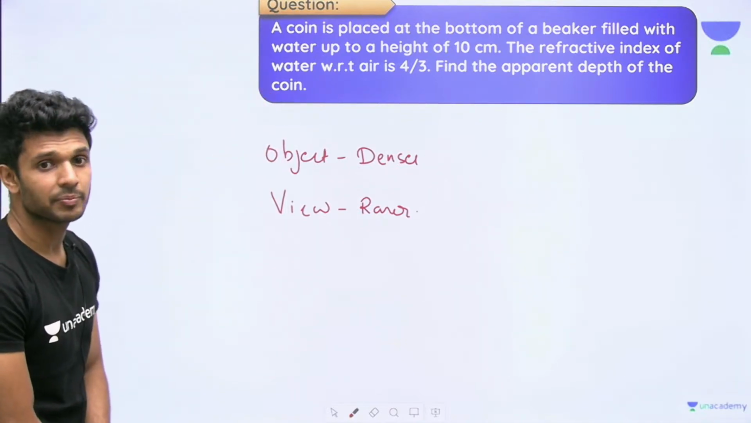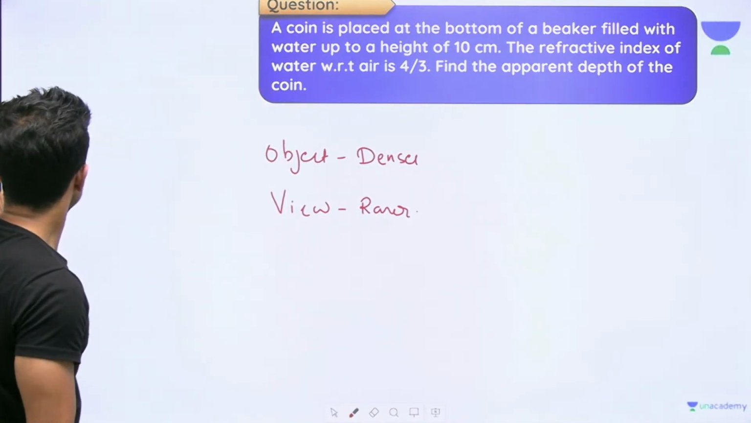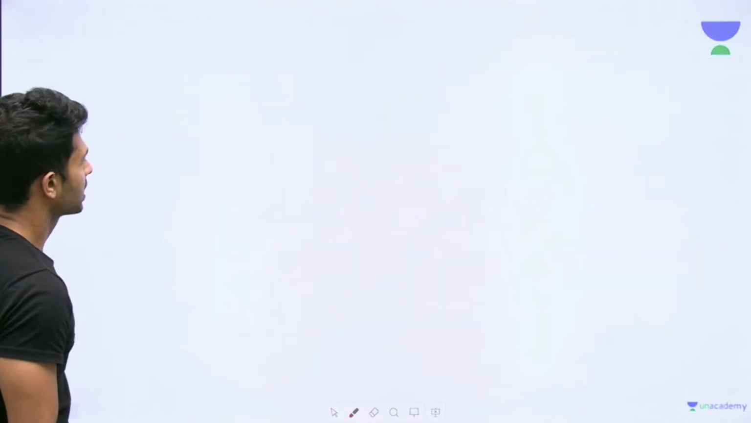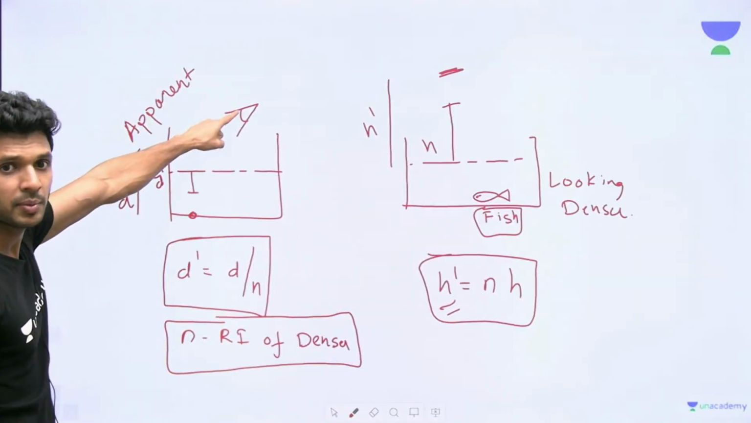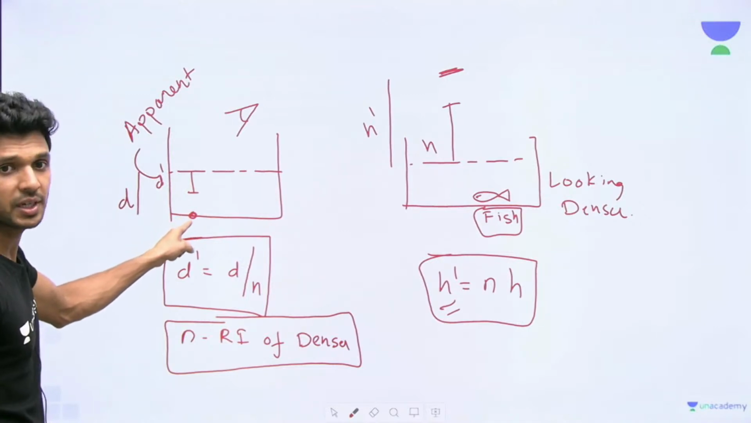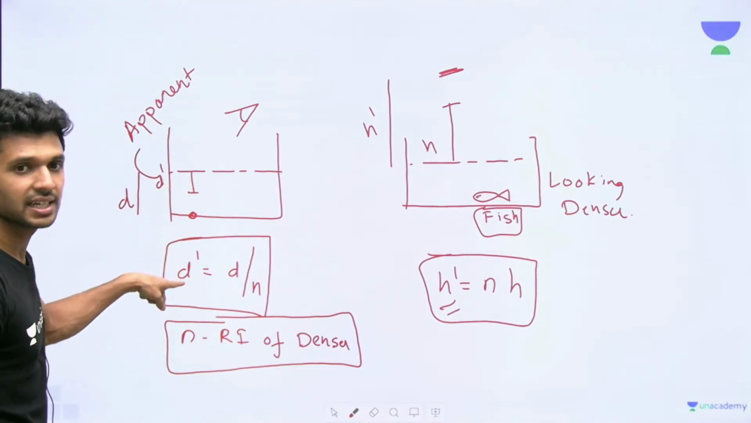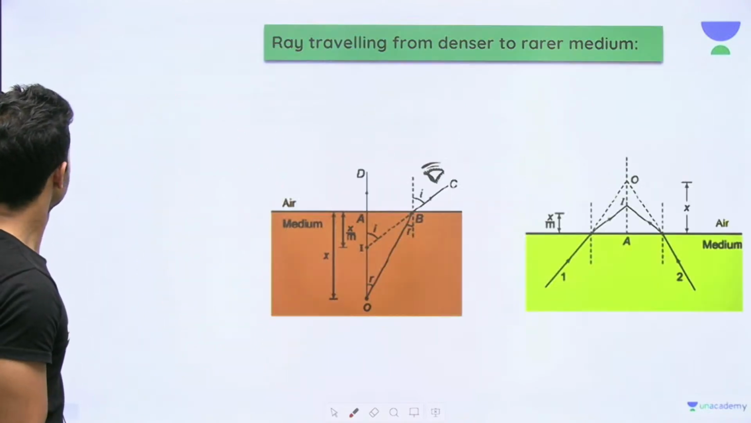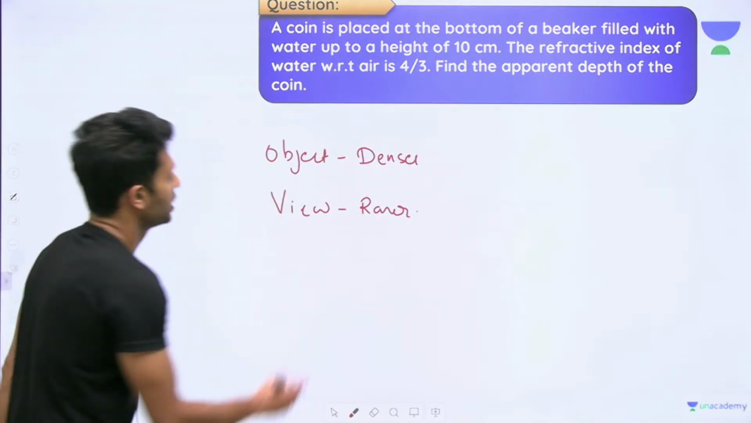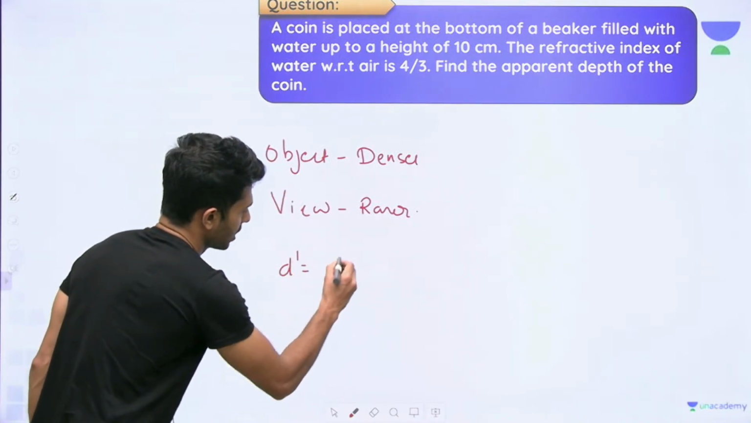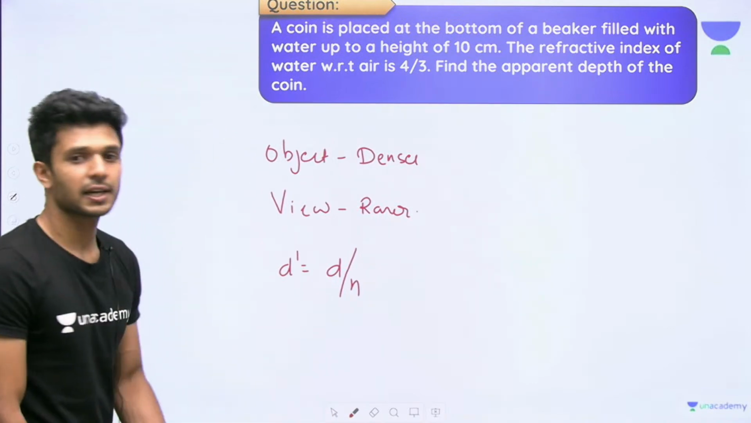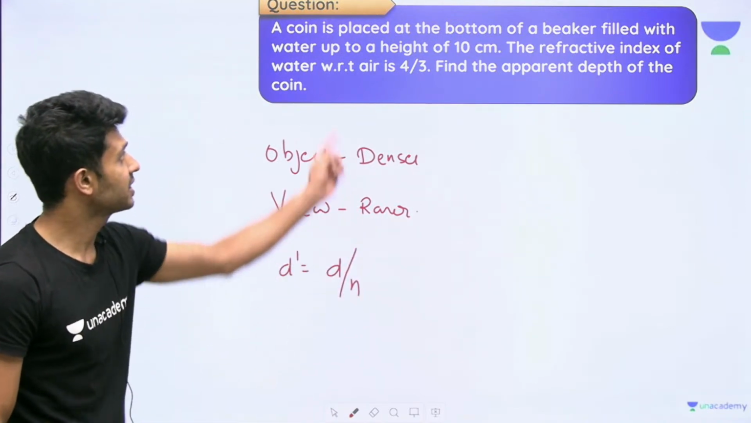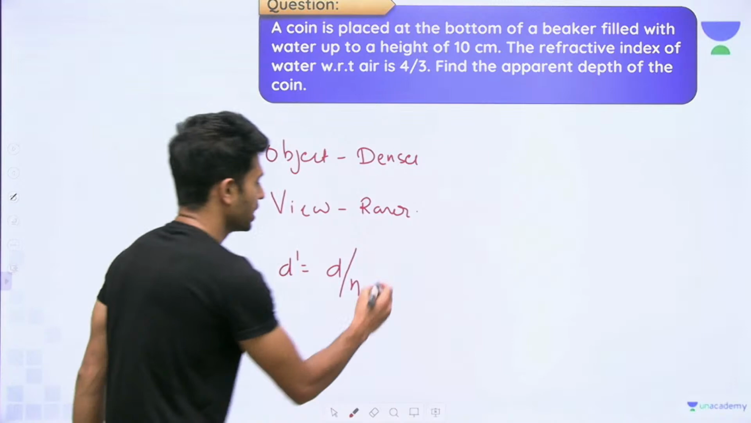Find the apparent depth. Formula क्या है? Those who forgot, if you are looking from the rarer medium to an object in the denser medium, depth decreases. D dash is equal to d by n. Use this formula. बिल्कुल बोल दे हाँ सर बिल्कुल क्यों नहीं? So the new depth d dash is equal to actual depth divided by n. बस n is the refractive index of denser medium, which is water here.